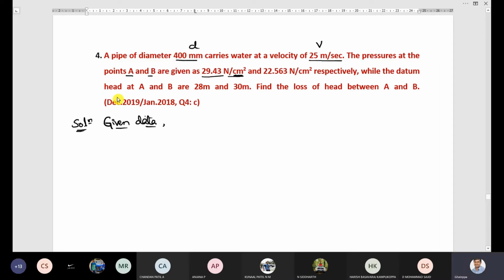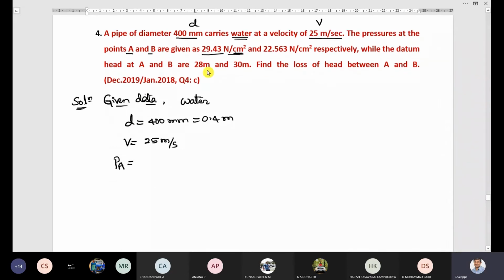Given data. A pipe of diameter 400 mm. So the diameter given is 400 mm, which is equal to 0.4 meter. It carries water at a velocity. So the fluid is water. It is also important because we need to take the density value in Bernoulli's equation. So the type of fluid is water. Velocity v is equal to 25 meter per second. Anyway, it is in SI unit, no conversions required.